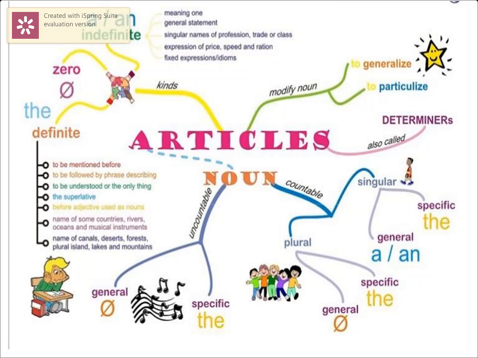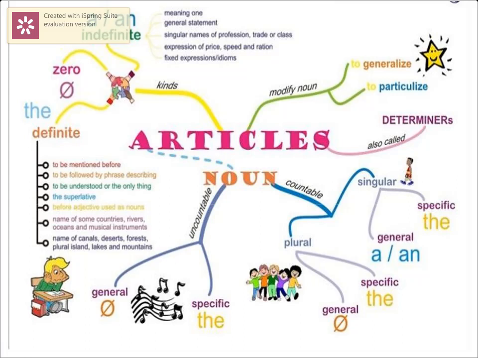Okay, now let's sum it all up together. We have understood in this video that articles belong to a group of words called determiners. They're used to modify nouns, to generalize or to particularize. Depending on that job, they're divided into indefinite articles or definite articles. Because they come before nouns, they can come before countable nouns or uncountable nouns.